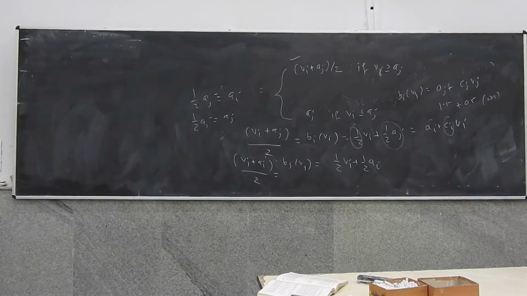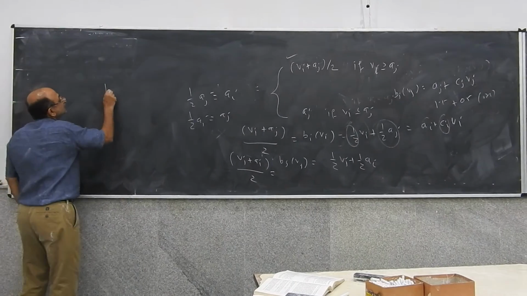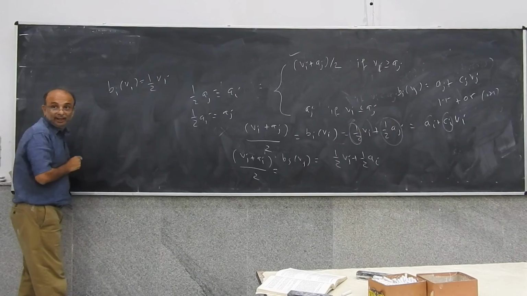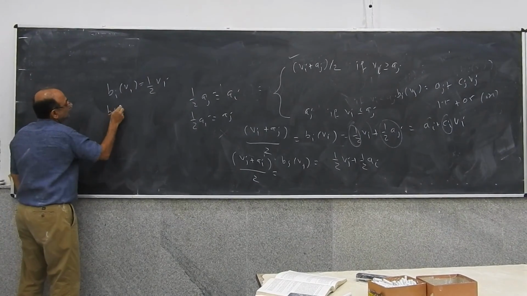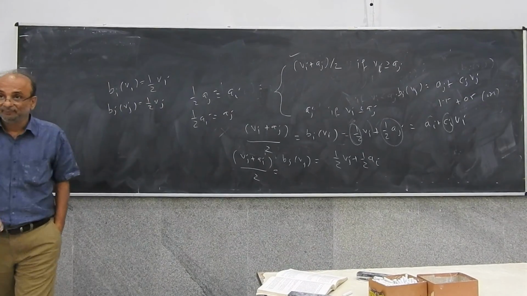So we have a wonderful result. I tell you why it's so wonderful. What we have is that bi is half Vi, and bj is half Vj.